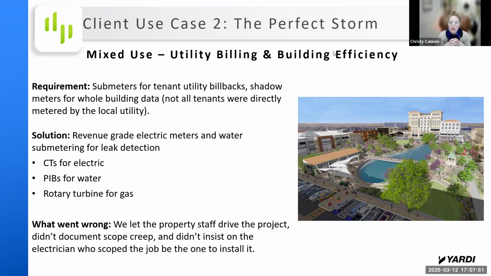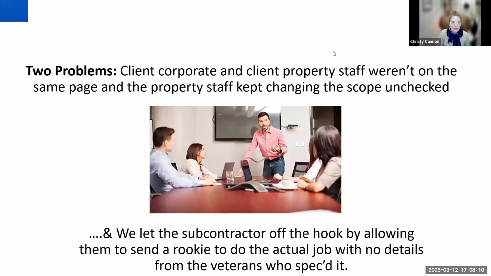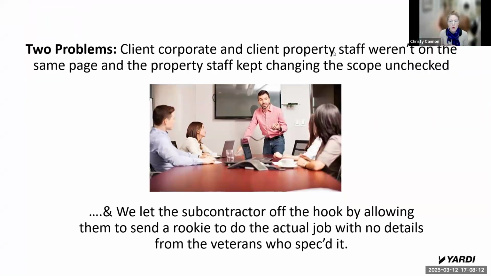And in terms of the company, the subcontractor that was supposed to go out and do the site assessment and then come back and install the meter, it's never a good idea when the electricians and plumbers who go scope the job and do the site assessment are not the same ones who go back. And we're going to cover why in just a second. So we had two problems here. One was that client corporate and client property staff were not aligned.